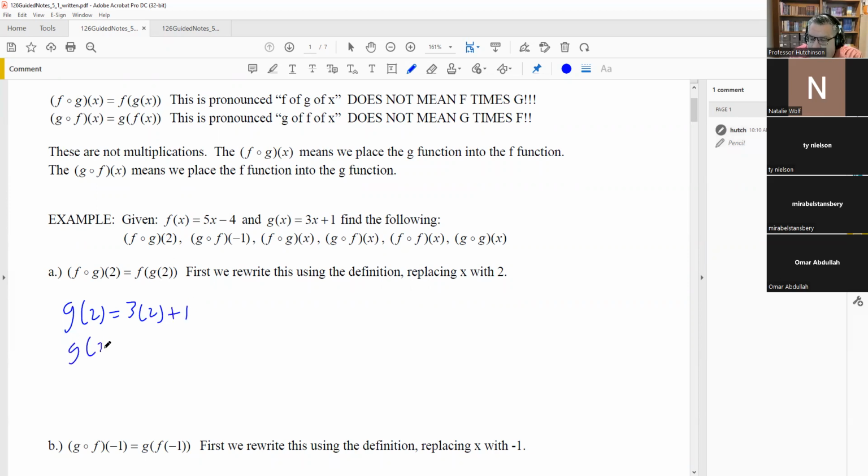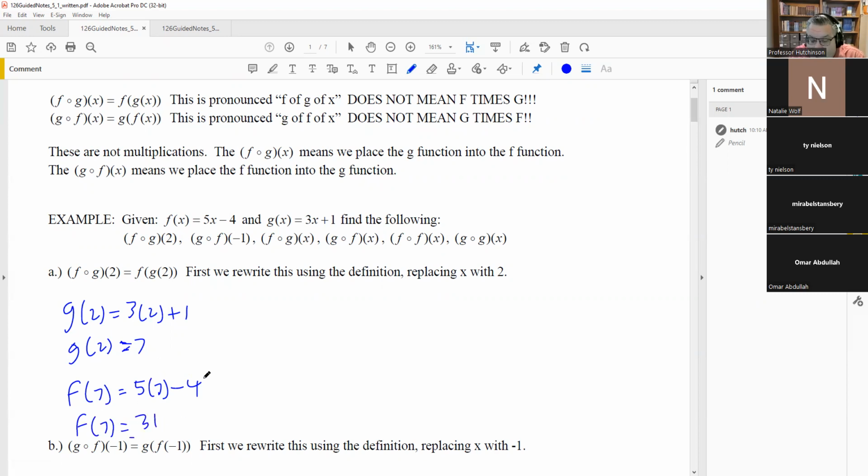So g of 2 is equal to 7. Okay, so now that I have this complete, our original problem had f of g of 2. That's now going to turn into f of 7 instead. So we took out the g of 2 and replaced it with a 7. That says that we have to go back up to the f function and put a 7 in there for the x. So now I have 5 times 7 minus 4. So f of 7 is equal to 31.